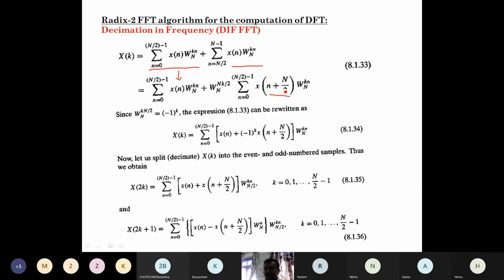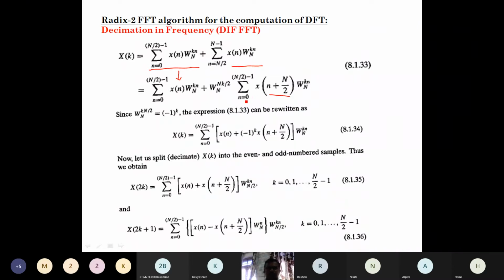N plus N by 2. So whatever the n value ranging from 0 to N by 2 minus 1, you are going to get purely the second half elements of x of n itself. I want to once again simplify the complex equation using mathematical steps, but the result remains the same.